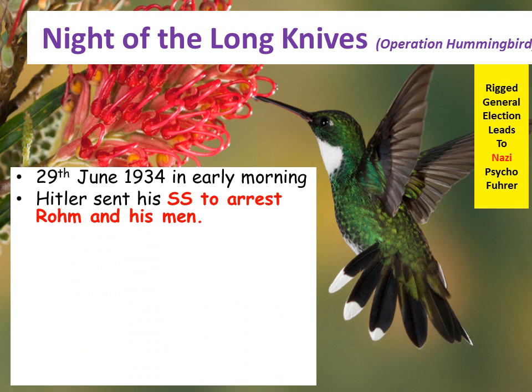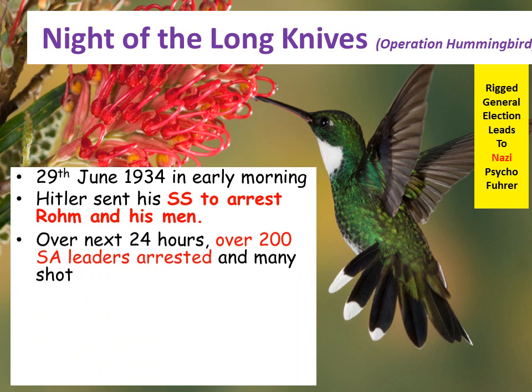Hitler sent his SS, so his bodyguard, to arrest Röhm and his men. So remember, Röhm's men are the SA. So it's SS arresting the SA. The black shirts arresting the brown shirts. The bodyguard arresting the thugs. Think of it in as many ways as you want, but don't get those mixed up. The SA are the ones that get killed. The SS are the ones that do the killing.